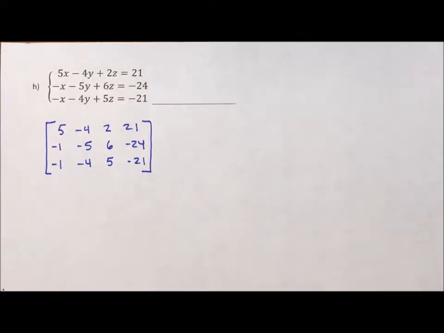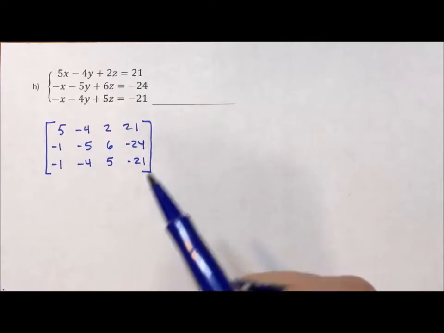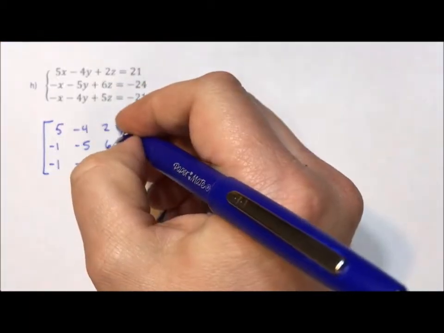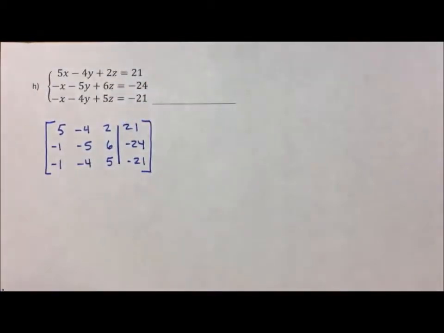But what I really want is an augmented matrix. And an augmented matrix is when you represent your equal sign with a line so that you know that this matrix specifically represents a system of equations.